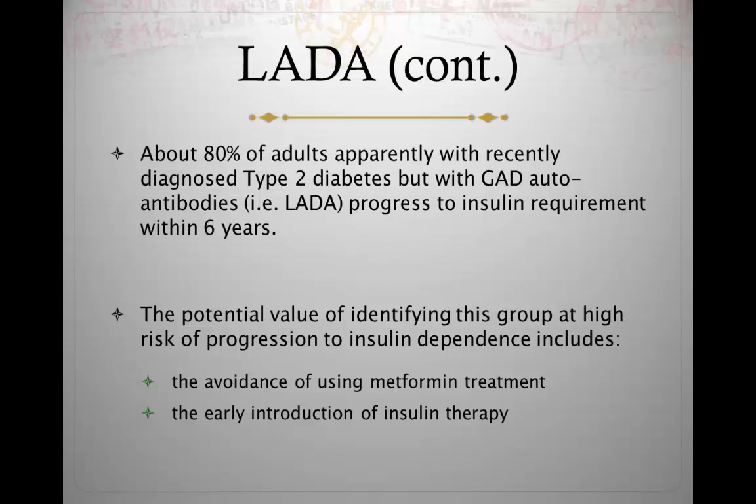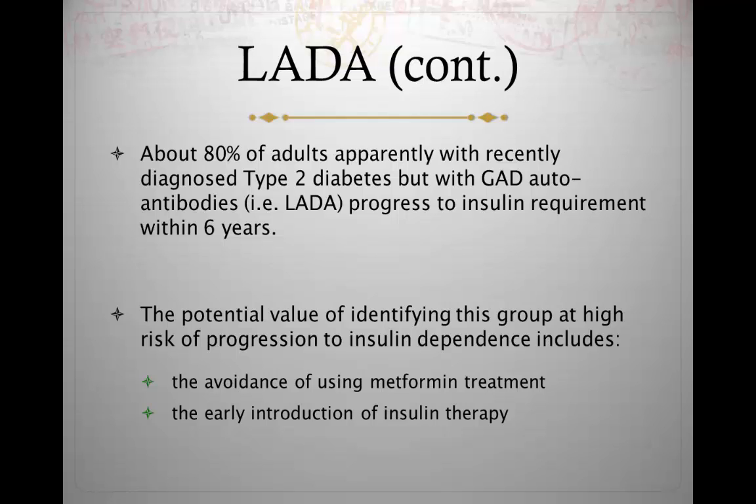Now, about 80% of adults with LADA were apparently recently diagnosed with type 2, because it's highly confused. But remember, type 2 is insulin resistance. It's not related to autoantibodies. And these patients with LADA tend to progress quickly to insulin, within 6 years.